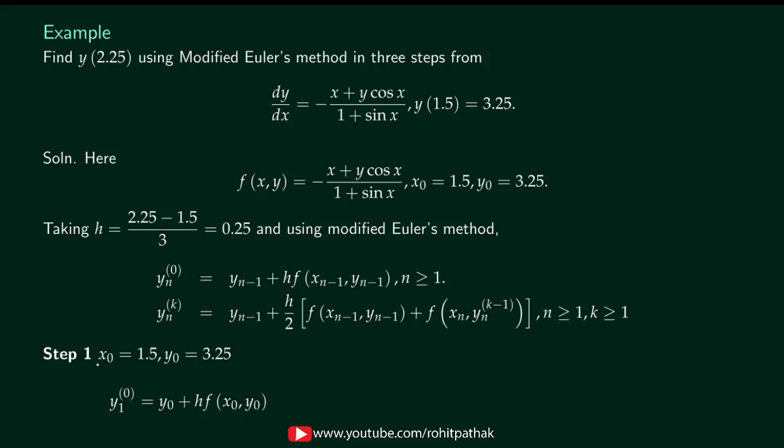Now at step 1 we take x0 equal to 1.5, y0 equal to 3.25, and we find an initial approximation to y1 using Euler's method. So this is by Euler's method. So this is y1, which is 3.0335. So this is an estimate of y1 using Euler's method. Now we apply the second formula and find better approximations to y1.